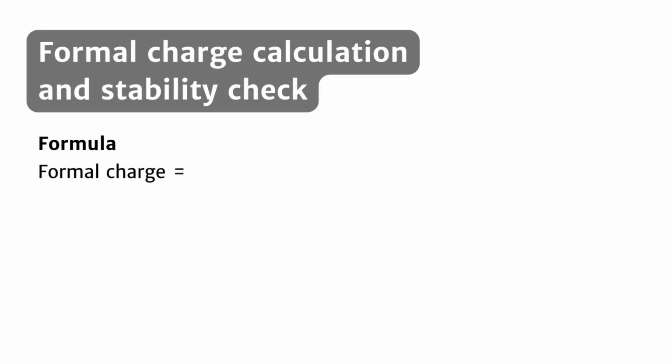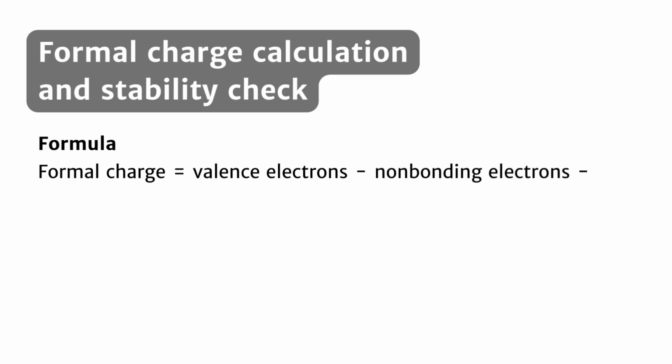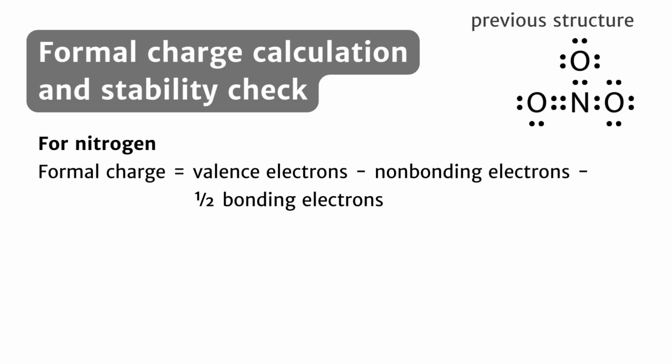Formal charge equals valence electrons minus non-bonding electrons minus half times bonding electrons. Enter the necessary data and place the values to derive the formal charges for each specific atom. For nitrogen atom, valence electrons are 5, non-bonding electrons are 0, and bonding electrons are 8. So the formal charge will be equal to 5 minus 0 minus half times 8, which equals plus 1.